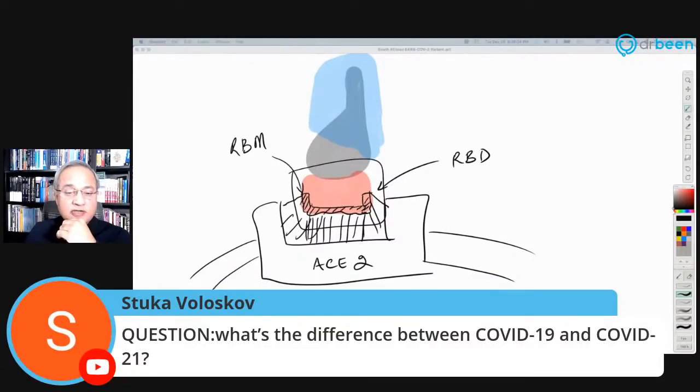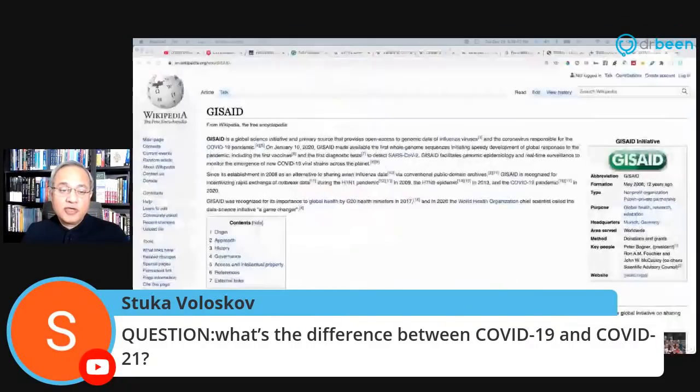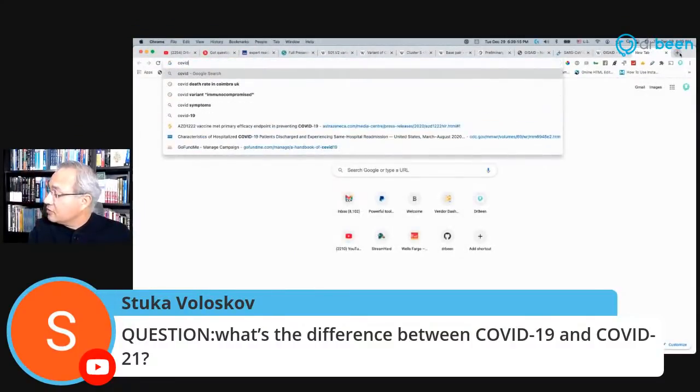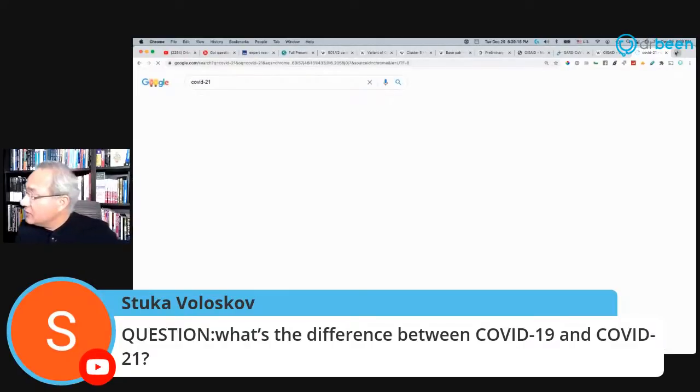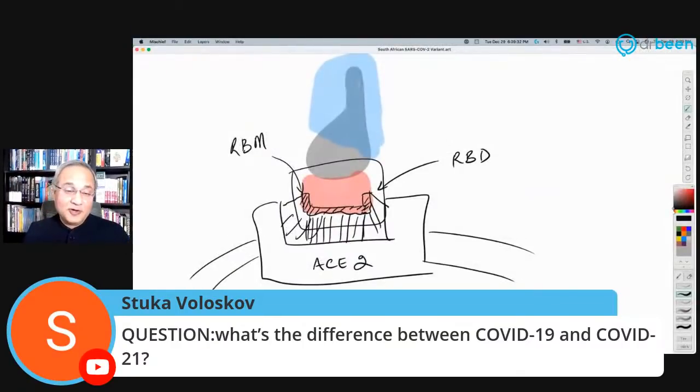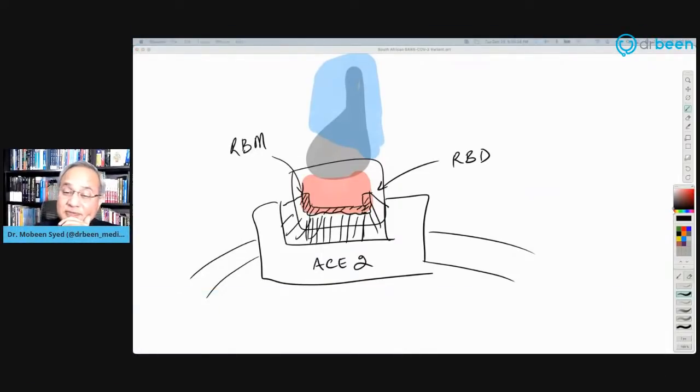Stuka says, what is the difference between COVID-19 and COVID-21? I did not know that we have a COVID-21 as well. Do we? COVID-21, lethal virus. That is a film. Album by Rashida. So this seems to be a film. Good. I did not know the answer to this one. You win, Stuka.